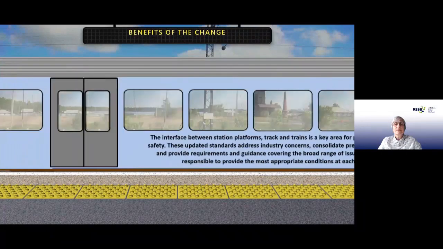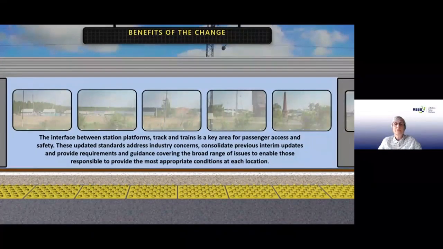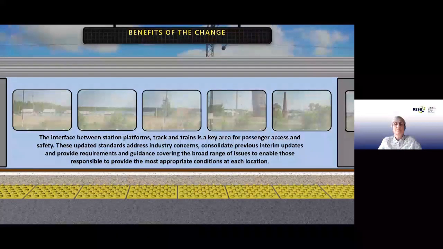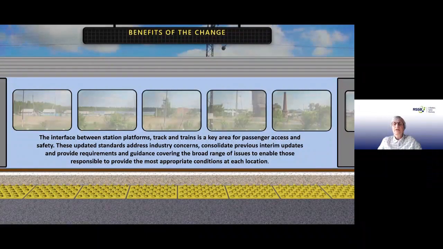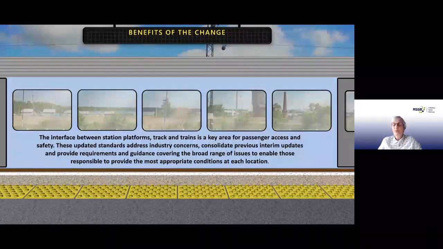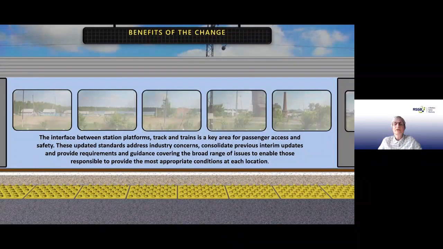As I'm sure you appreciate, the interface between stations, platforms, track and trains is a key area for platform access and safety. And it's hoped that these updated standards will address industry concerns, consolidate previous interim updates, and provide requirements and guidance. And this will enable those responsible to provide the most appropriate conditions at each platform location.